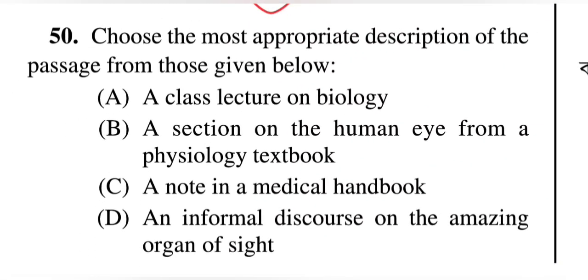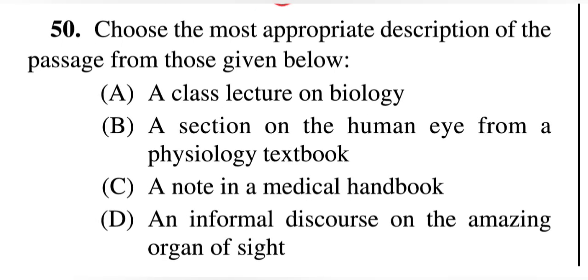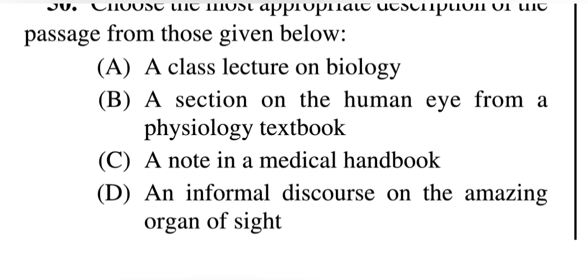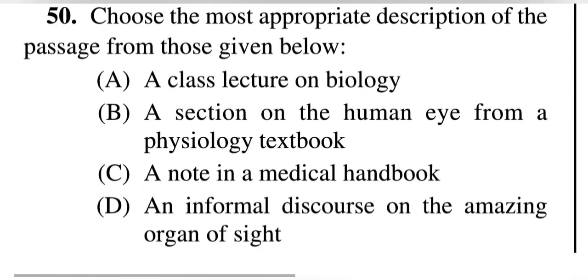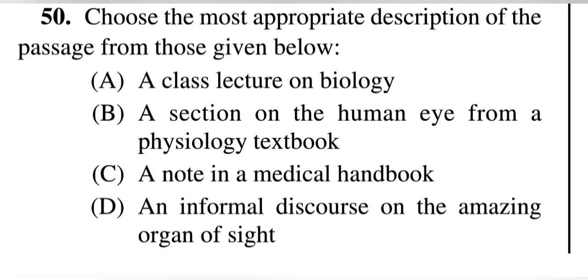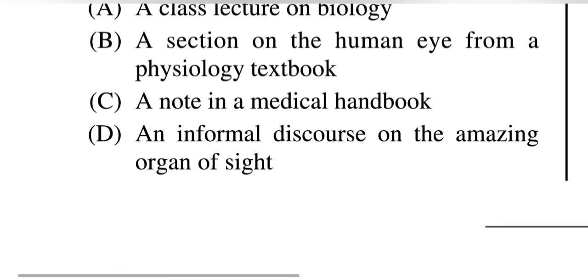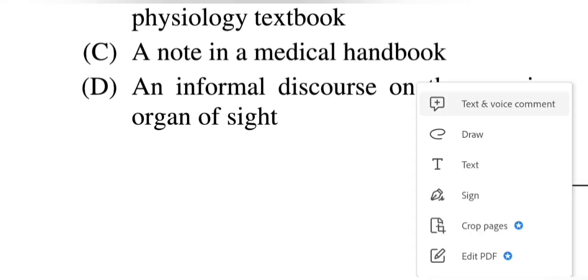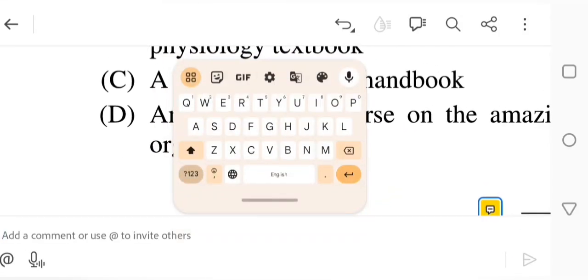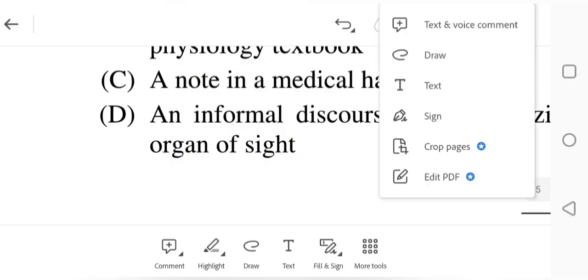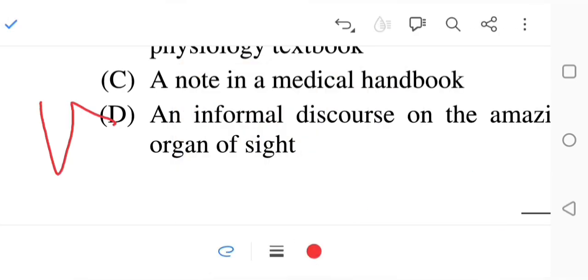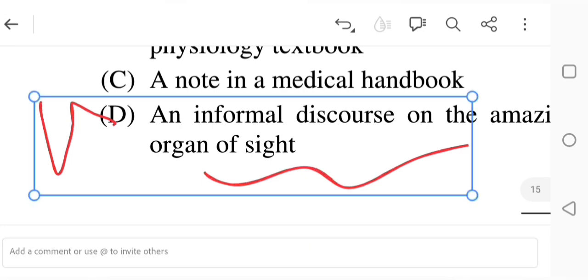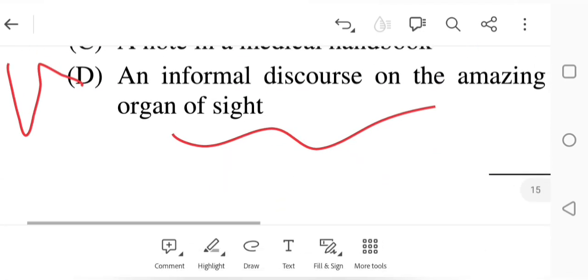Choose the most appropriate description of the passage from those given below. So we have to find out the most correct one. A class lecture on biology, a section on the human eye from a physiology textbook, a note in a medical handbook, an informal discourse on the amazing organ of sight. So the correct answer will be D, an informal discourse on the amazing organ of sight.